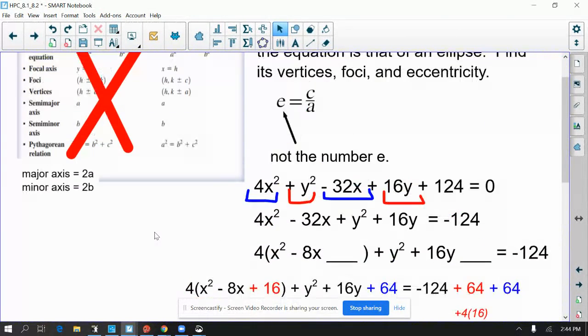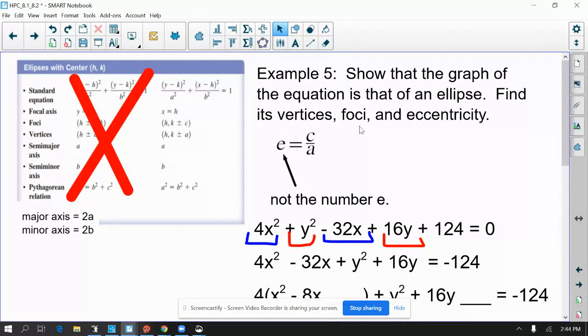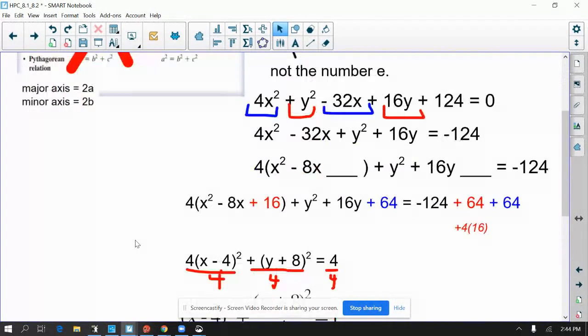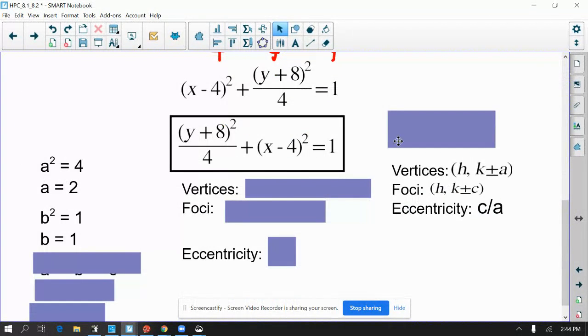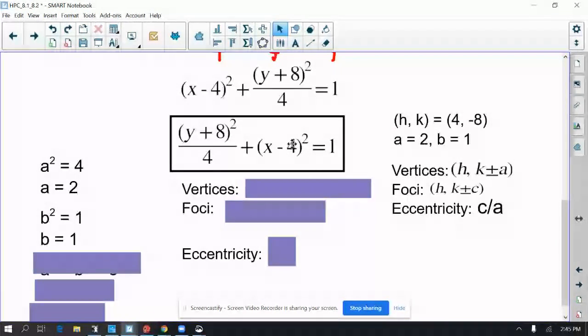All right, and then this was also asking me to find the vertices, the foci, and the eccentricity. So the vertices are A away from the center. The foci are C away from the center. So we've got to find A and C. Well, the center is (4, -8). Remember, the x value is 4, the y value is -8. A is 2, and B is 1.